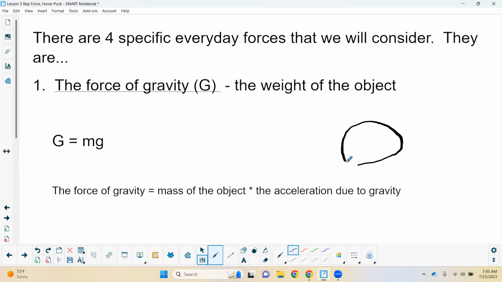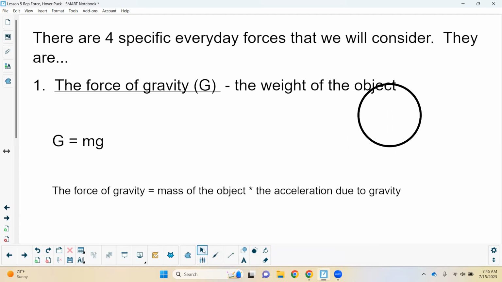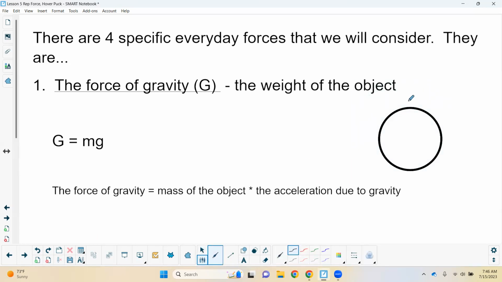So if this is the Earth, that's a bad drawing of the Earth. So let me use a tool here to make a circle. So if we have the Earth here and an object is on the Earth, so let's say we just have a person standing here. The force of gravity is the weight of that person. So it's how much a person weighs or that object weighs. And it is always directed towards the center of the Earth. So it's pulling, in this frame of reference, down.